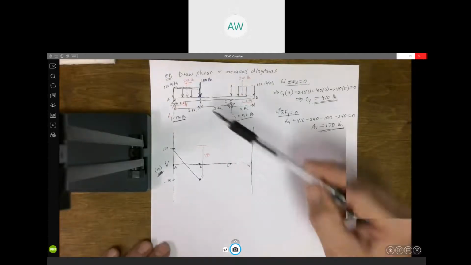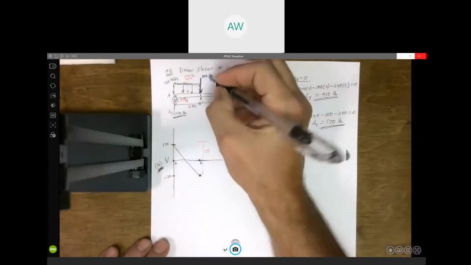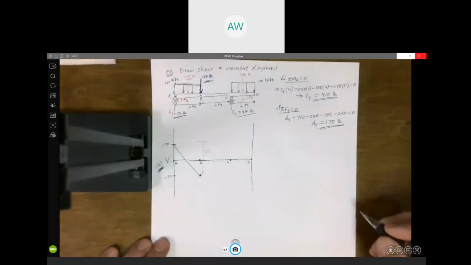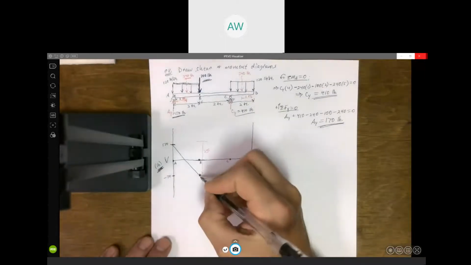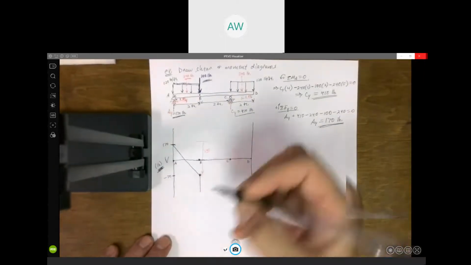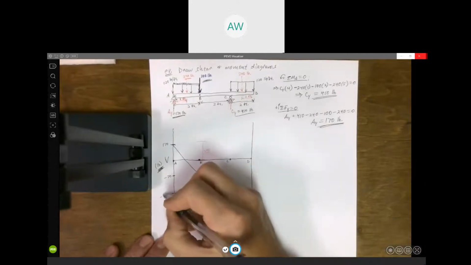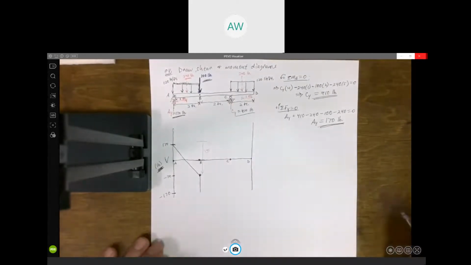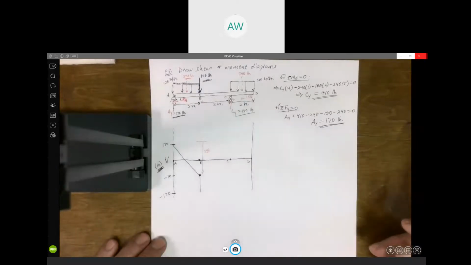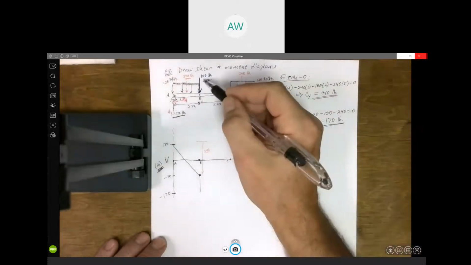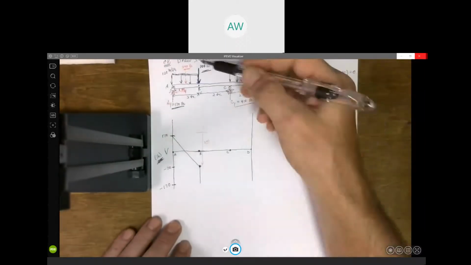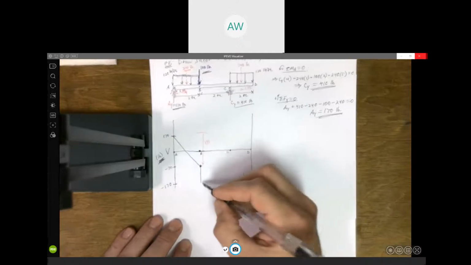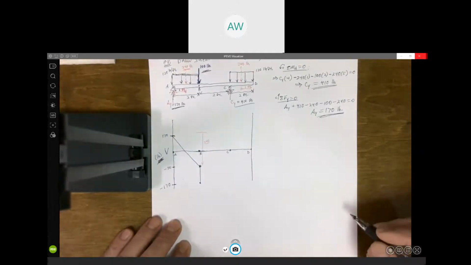All right, well now we're at B. We do have an applied concentrated force. It's acting down, it's 100 pounds. So we go straight down 100. So we'd be at minus 170 now. So that's no different than what we did yesterday. We got that concentrated force. We go up or down, whatever that force is. In this case, 100 pounds acting down, we go straight down 100. So now we're located here.